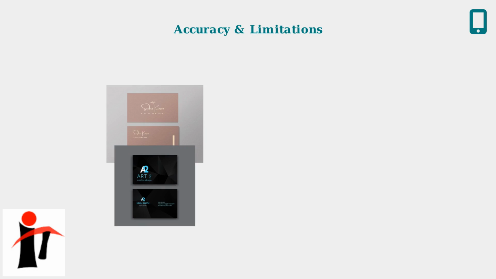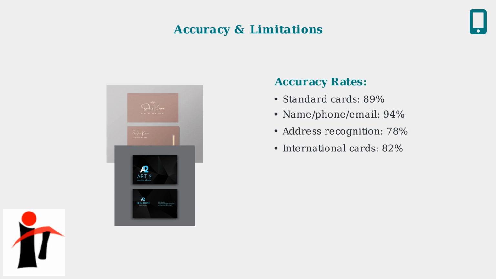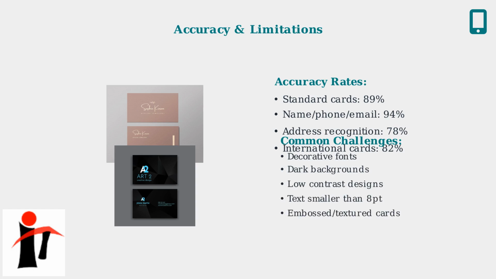Standard business cards achieve about 89% accuracy with current iOS technology. Standard business cards with clear, readable fonts achieve the highest accuracy rates. However, certain design elements can pose challenges for the recognition system. Common challenges include decorative fonts, unusual layouts, dark backgrounds, low contrast designs, and very small text below 8-point size. Embossed or textured cards may require multiple scanning attempts.